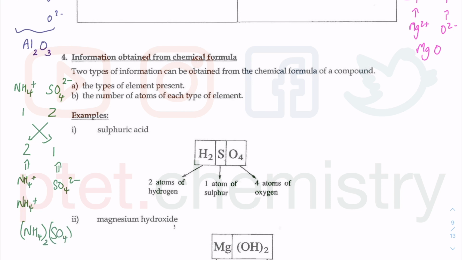SO4, there is 1 of it. So if there's only 1 of it, I don't need a bracket. So I can remove that bracket, I can remove that one. So this is the formula for ammonium sulfate.